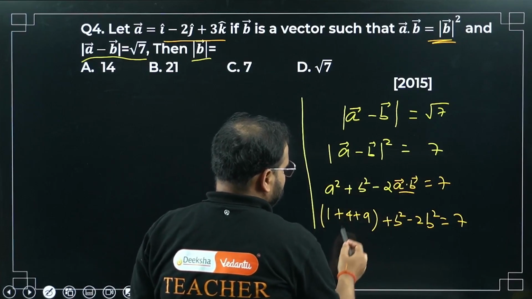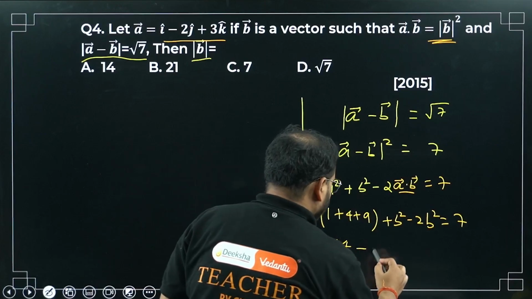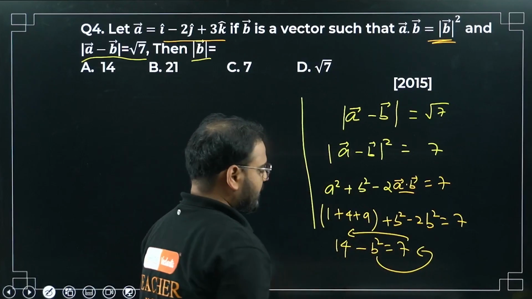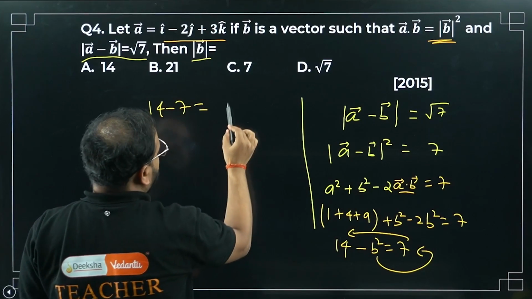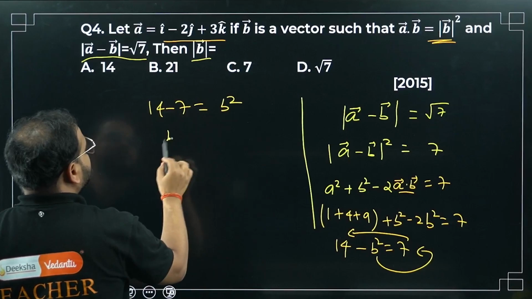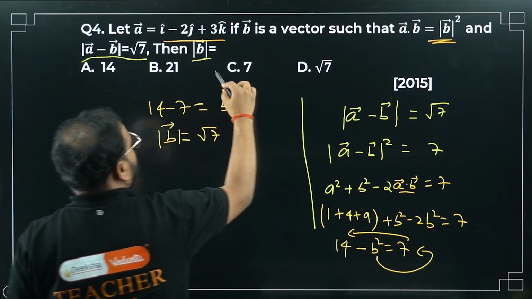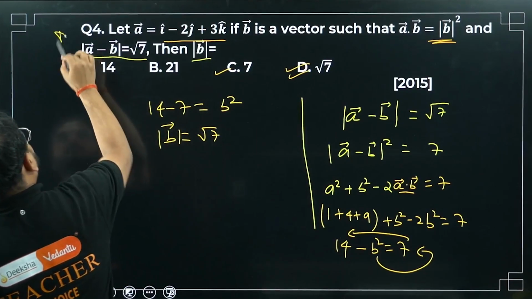What do I get here? 9 plus 4 is 13, plus 1, 14. b square minus 2b square is how much? Minus b square, equals 7. Bring this over here and this 7 on this side. I get, simple steps, 14 minus 7 equals b squared. So what is b equal to? Root of 7. Option number D, root of 7.